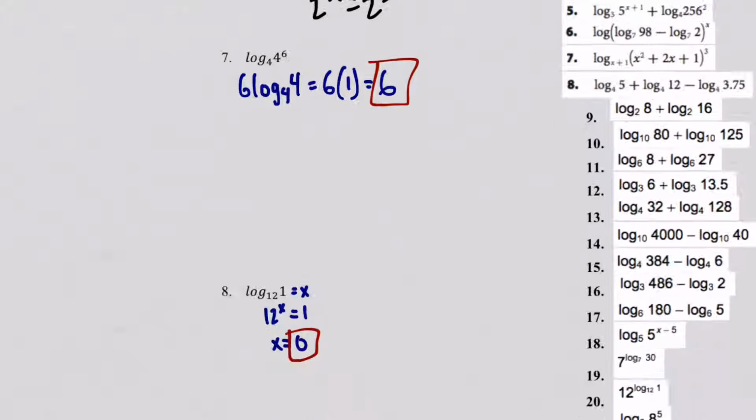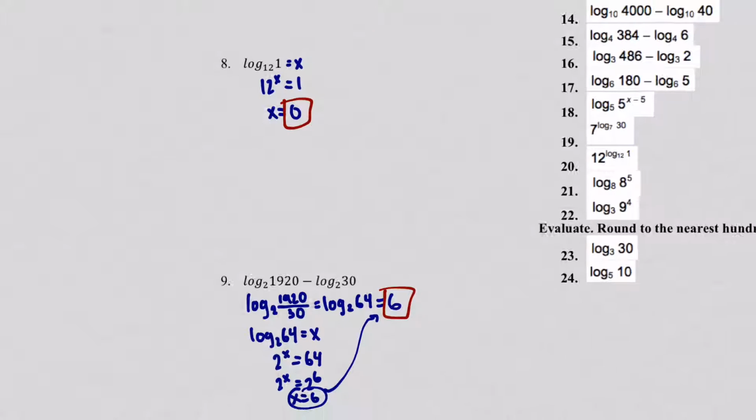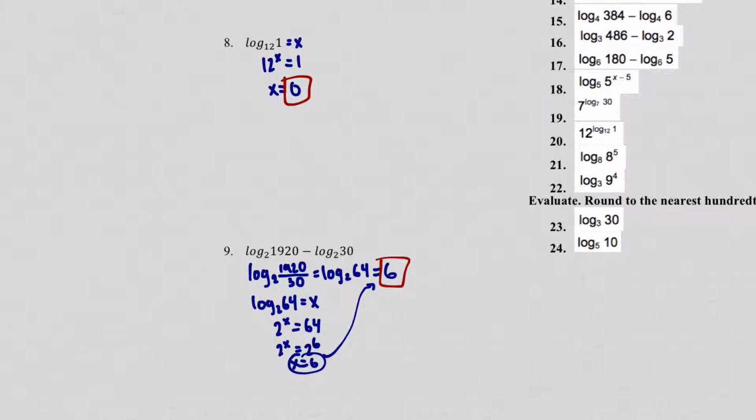Alright, and scrolling down to 8 and 9, here's the answers for 8 and 9. For number 8, here's what happened. I took log base 12 of 1. I set it equal to some number x, right? I just picked a random variable. You could have chosen y. Changed it to exponential form, so it's 12 to the power of x equals 1. And then I used my knowledge of exponents to say, what power do I raise this to so I could get 1? And you should have come up with 0, right? Anything to the 0 power is always going to be 1.